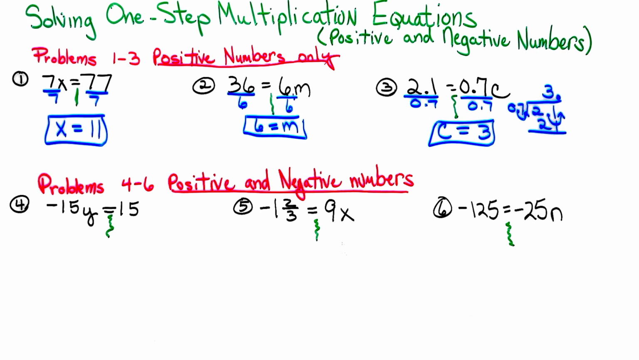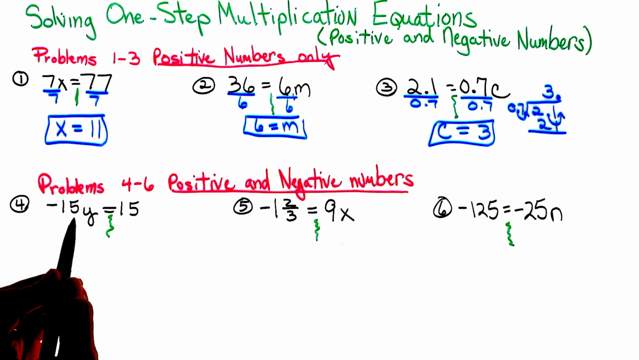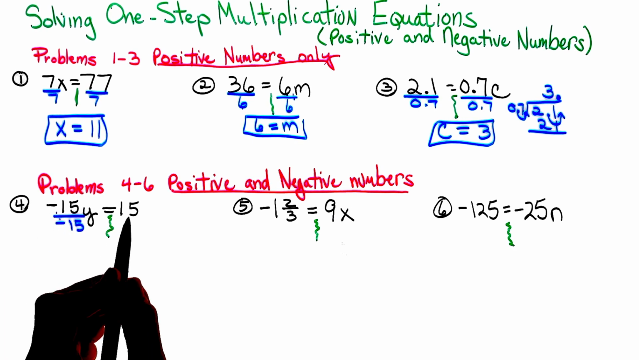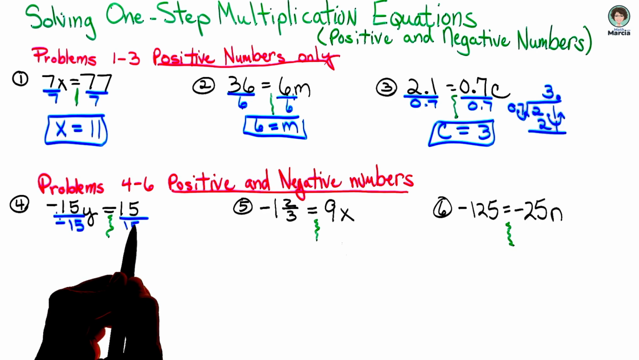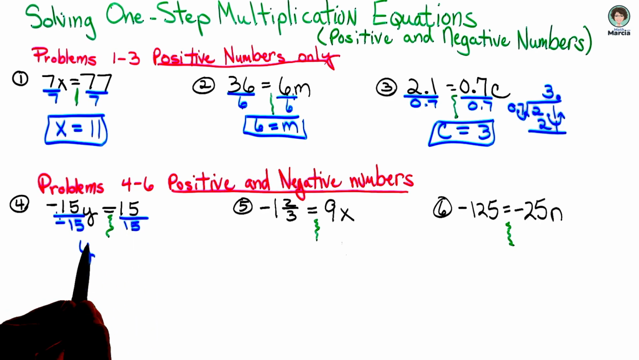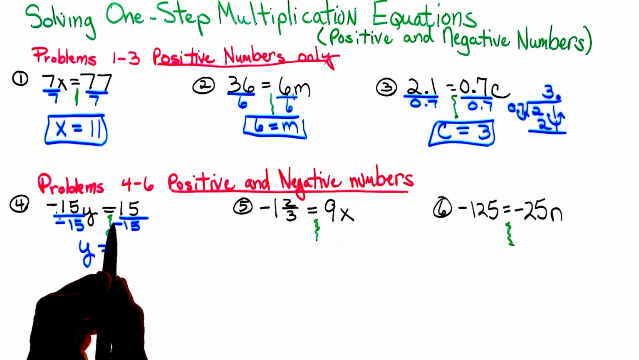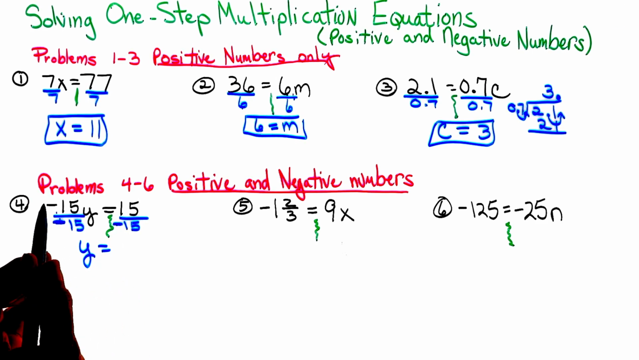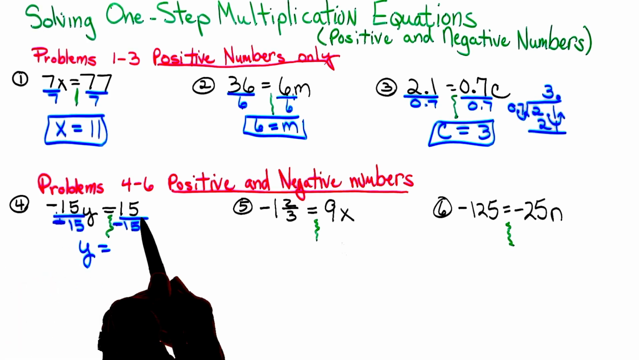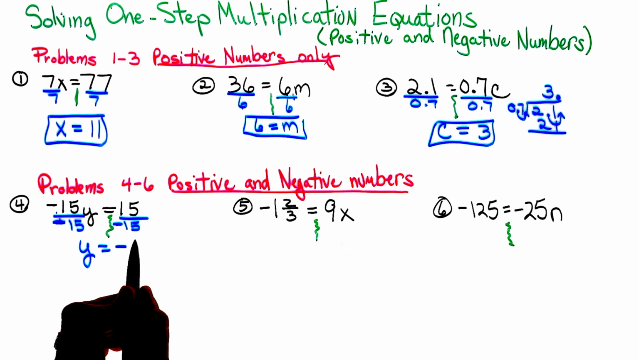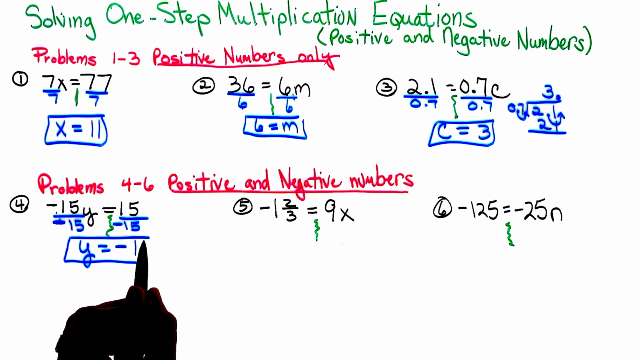All right, so now I see y is being multiplied by negative 15. So I'm going to divide both sides, and that's what that fraction bar means, division, by negative 15. So we get y is equal to, and it's not just a 15. Notice it is a negative 15. So we have a positive number, we have a negative number. So our answer is actually negative 1.